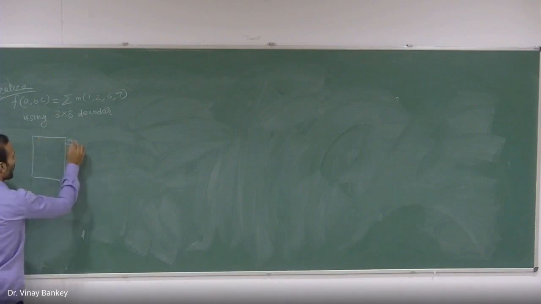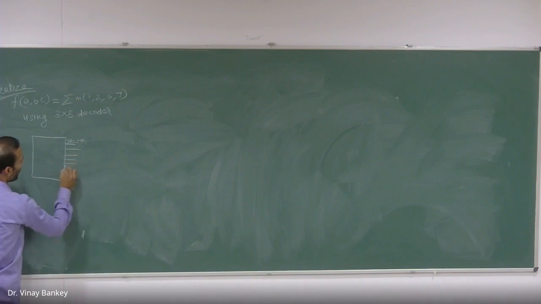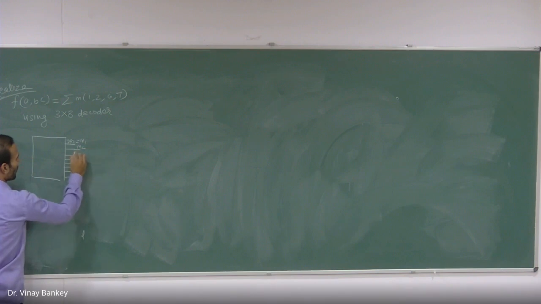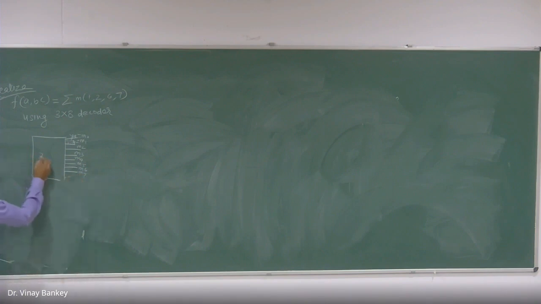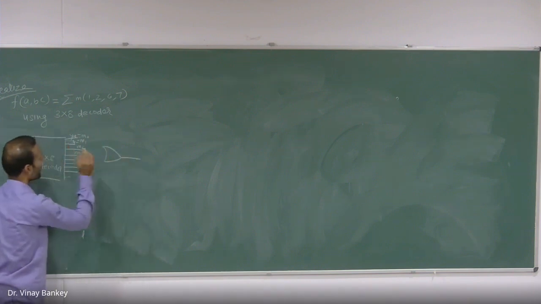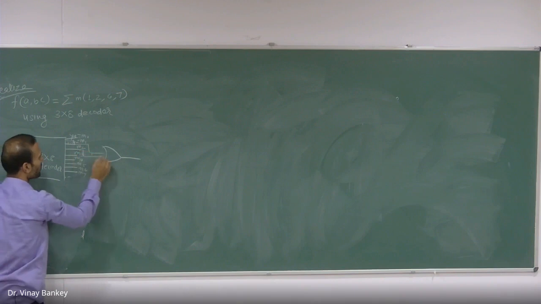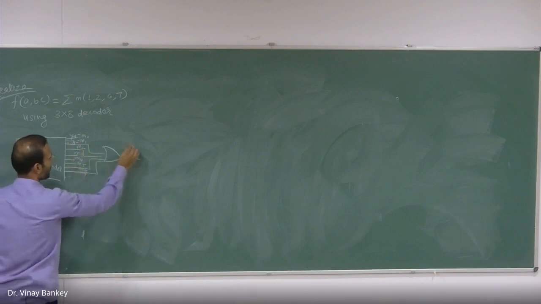So here this is Y0, that is implementing the first minterm. So this will be M0, M1, M2, M3, M4, M5, M6, and M7, with the 3x8 decoder inputs A, B, and C. So now to implement this, you need just one OR gate here. You will connect it with the first minterm, second minterm, sixth minterm, and seventh minterm. Here your F is available.